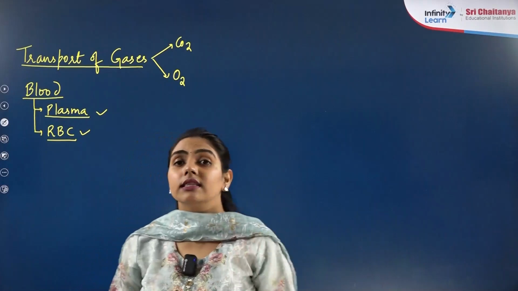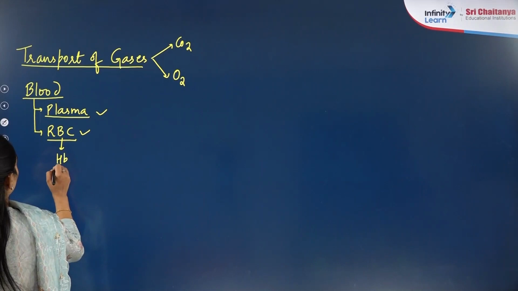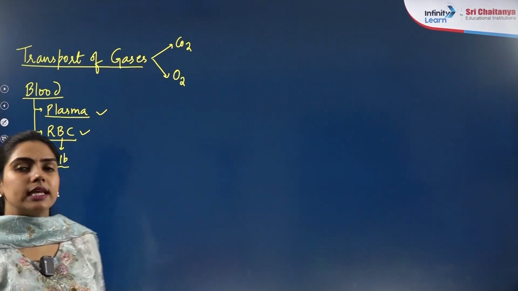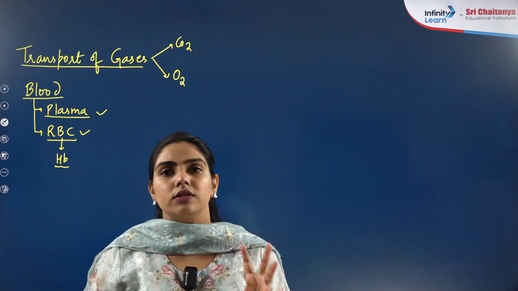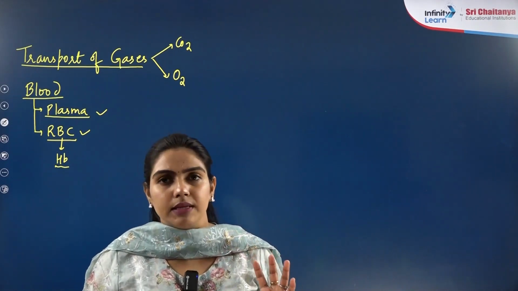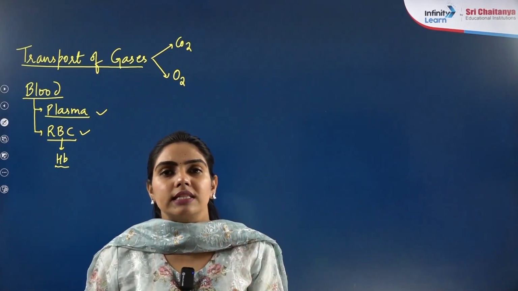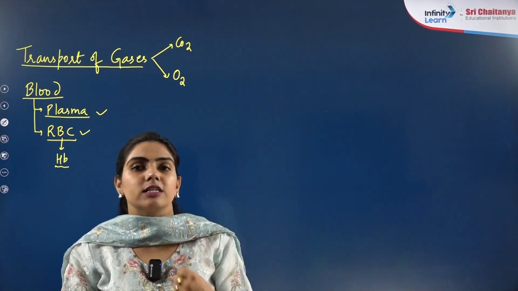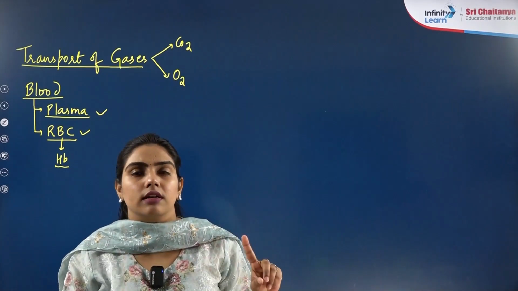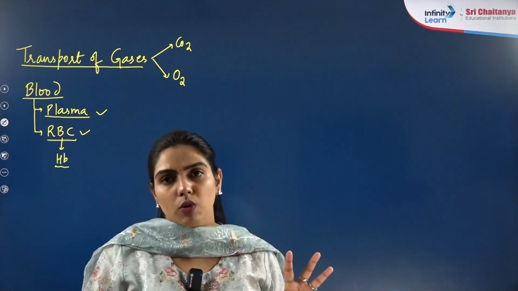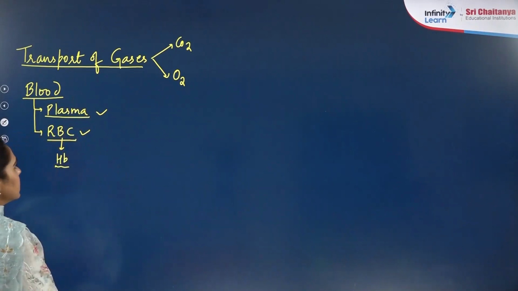Why RBC? Because in the RBC there's a very nice thing and that is hemoglobin. Hemoglobin is taking all the space inside the RBC, and that is the purpose of hemoglobin and RBC. Hemoglobin is basically a vehicle for the transport of oxygen and carbon dioxide. Most of the oxygen is transported along with the hemoglobin. You will see that, right? So we have two things, one is plasma and one is RBC.